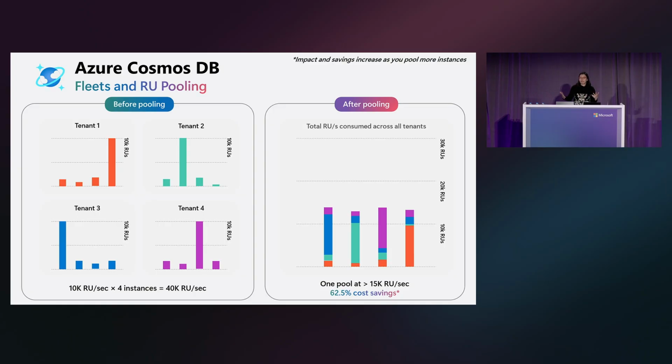And what pooling will let you do is share throughput capacity across all the resources. So if you have 100 CosmosDB accounts, share throughput across all of them, so you don't have to over-provision every single resource, and that's how you're going to leverage the economies of scale. Now, you're probably thinking, but what about noisy neighbor, right? You can't really have a talk about multi-tenancy without bringing up noisy neighbor.